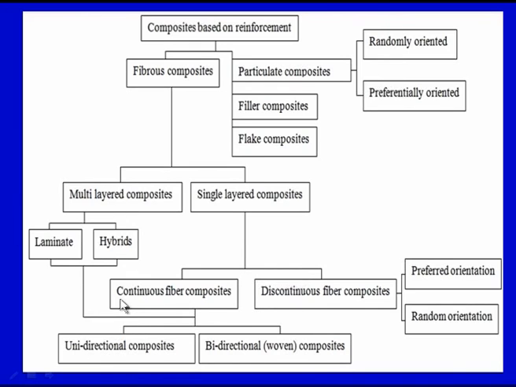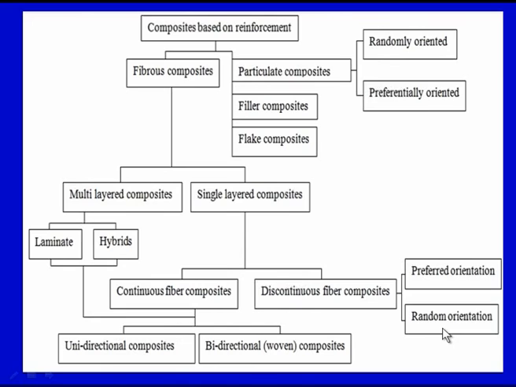Now, in hybrid composites, we have different types of reinforcement in the single composite. The reinforcement can be graphite fiber and carbon fiber, or graphite fiber and Kevlar fiber. When we have different types of reinforcement, we call them hybrid laminates or hybrid reinforced composites. Within single layered, we can have continuous fiber and discontinuous fiber reinforcement. Within discontinuous fibrous reinforcement, we can have preferred orientation or random orientation.